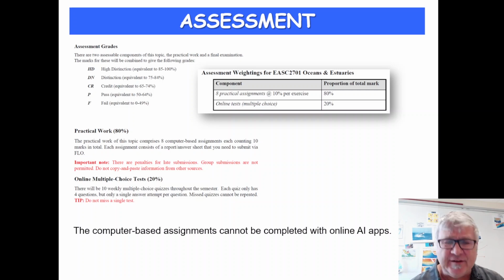Just a little bit more detail. The computer-based assignments cannot be completed with online AI apps. Here you have to do some calculations, prepare graphs, and answer a few basic questions, so you can't do that with AI. You have to do these things yourself.